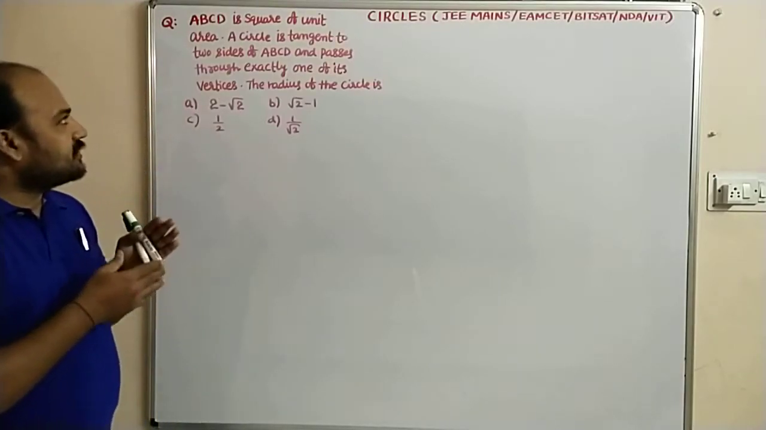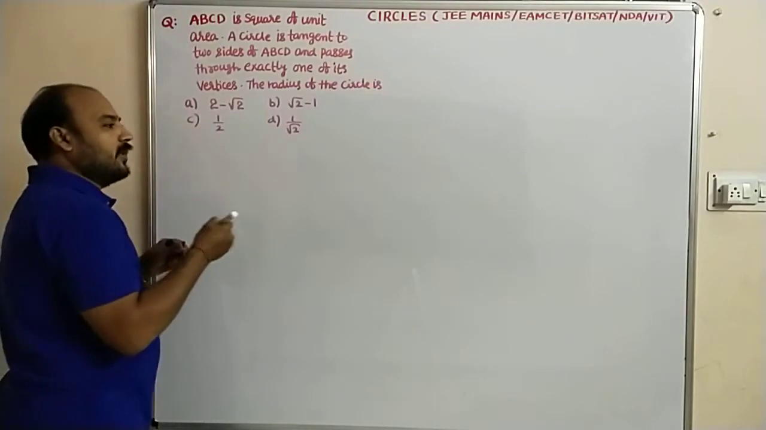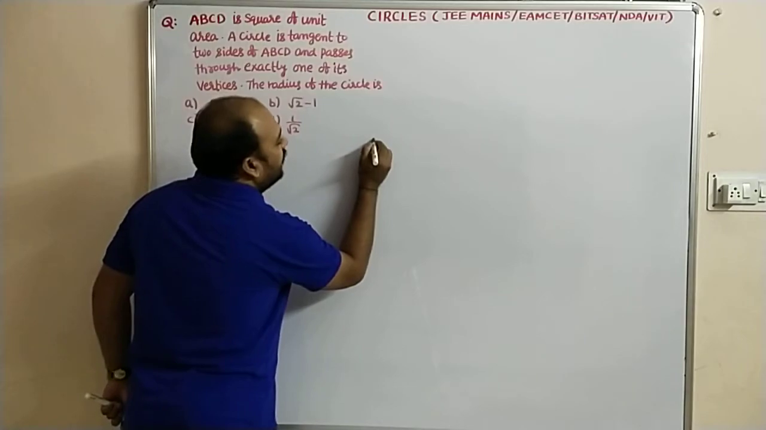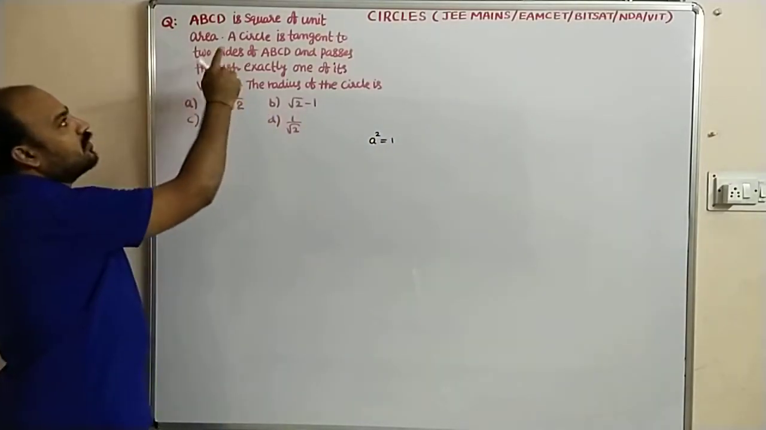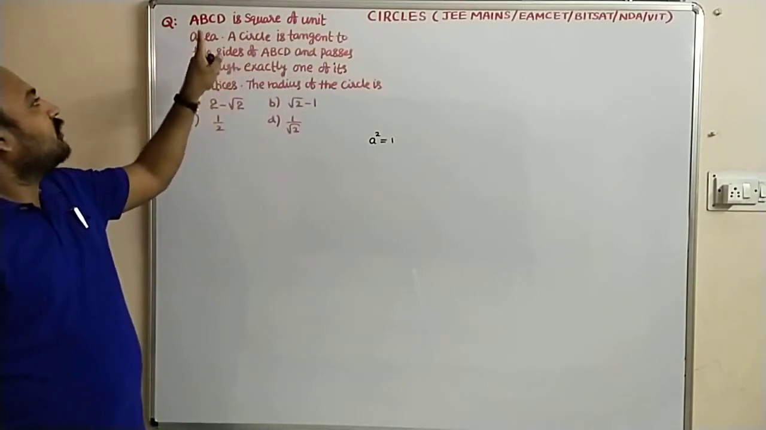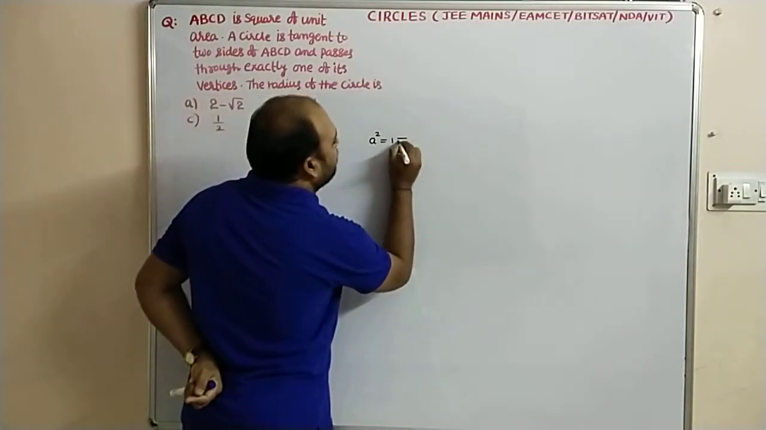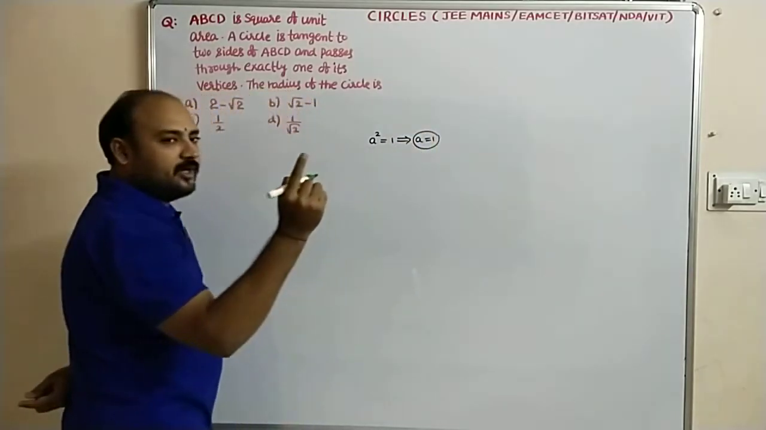So here ABCD is a square of unit area. Suppose we assume the side of the square is A, then the area of the square is A square, which is equal to 1. From the information, ABCD is a square of unit area. Unit area means area is equal to 1 unit. So A square is equal to 1, obviously A is equal to 1 only. So each side of the square is equal to 1 unit.